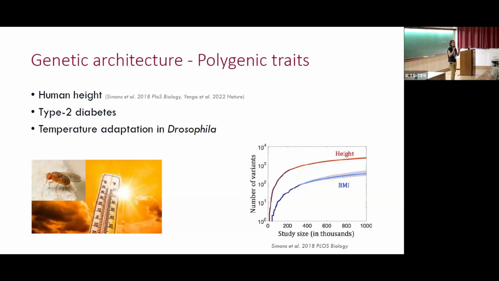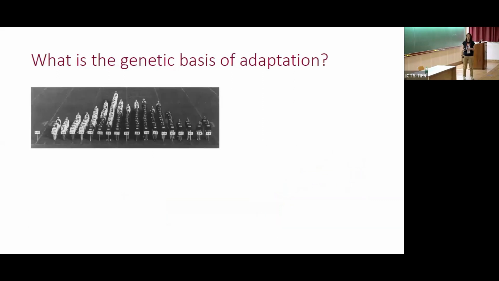So I think there's no need to mention to this audience that the majority of quantitative traits and complex traits are polygenic with a lot of contributing loci. We've already seen the genetic basis of human height, that even after 5 million individuals being sequenced, we can still explain only around 45% of variance, and also type 2 diabetes, and of course thermal adaptation also in Drosophila. So we already know that the genetic basis of these traits is polygenic, but how does adaptation of these polygenic traits work?